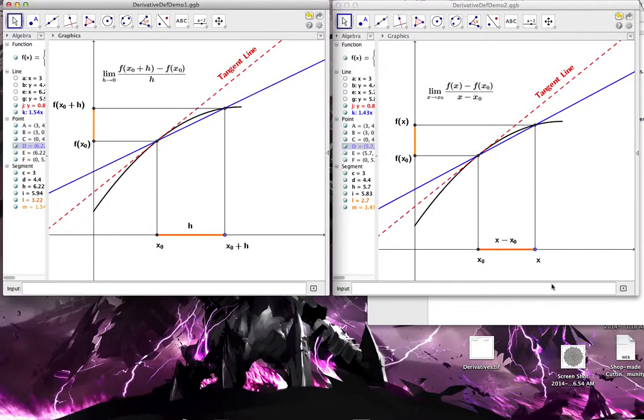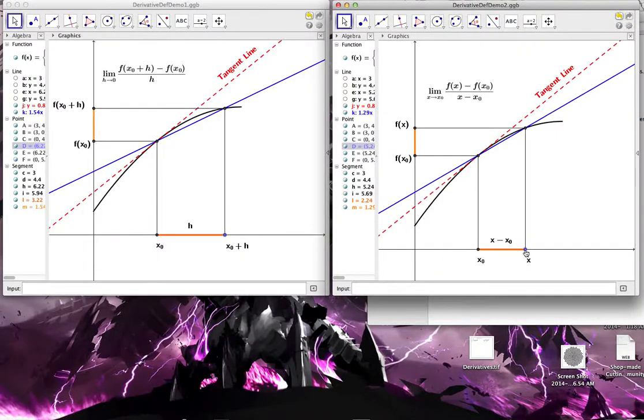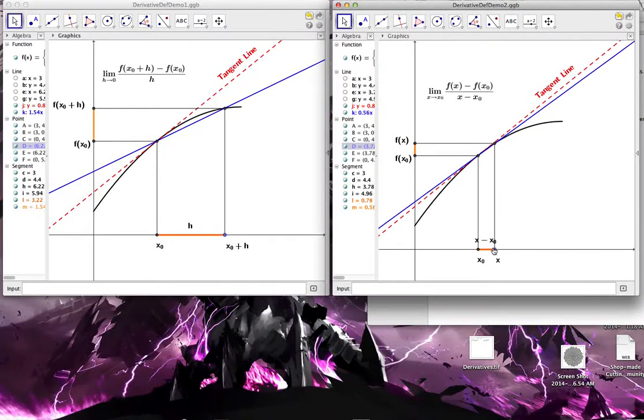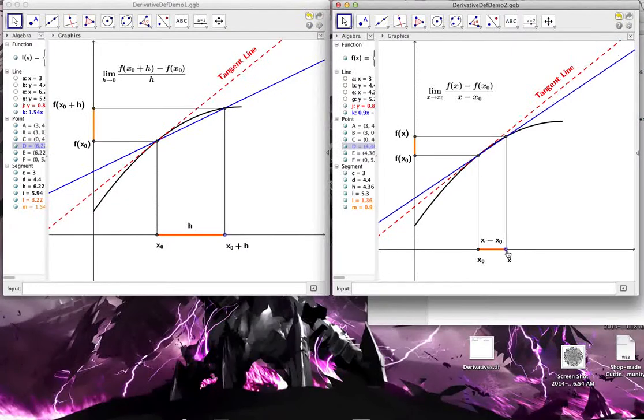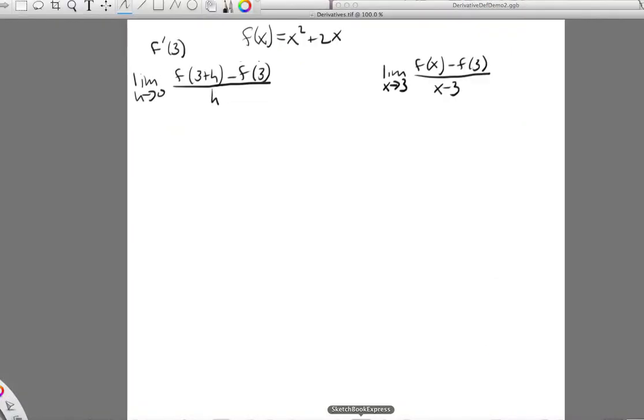So when I do this, as you can see, this distance is still x minus x sub o. Now f of x is going to get closer to f of x sub o, and the blue secant line approaches the red tangent line, just like it did over here. So now your job is to stare at these pictures for a little while and make sure you understand the difference between the two limits. And now my job is to look at this.